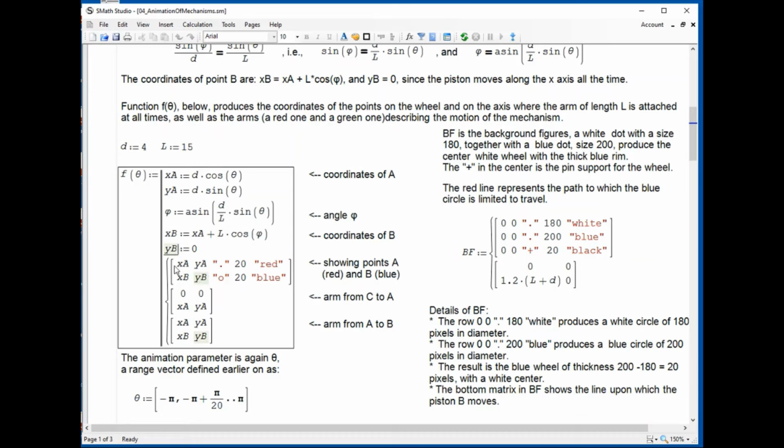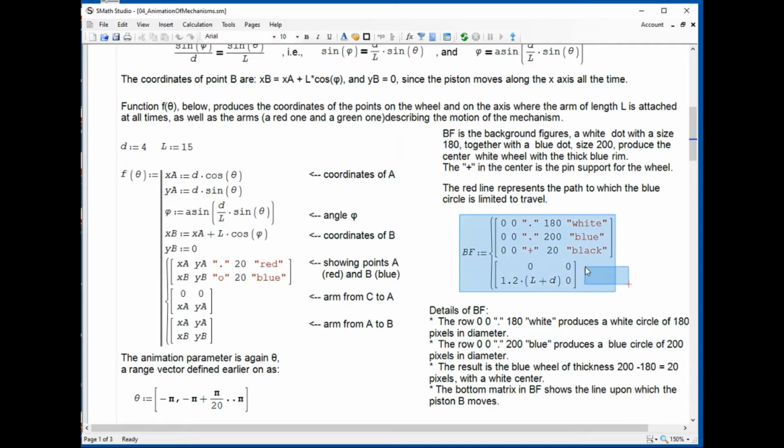With that, we're going to produce a matrix with the points XA, YA and XB, YB. And then we also have these matrices that indicate the bars that join point 0, 0 with XA, YA, and XA, YA with XB, YB. We also produce a background. This is basically a circle with a size of 180, which is white, and a size of 200, which is blue. But the white goes on top, and you end up with a wheel. And then the plus sign is just the center of the circle.